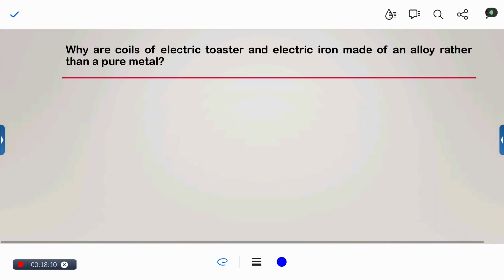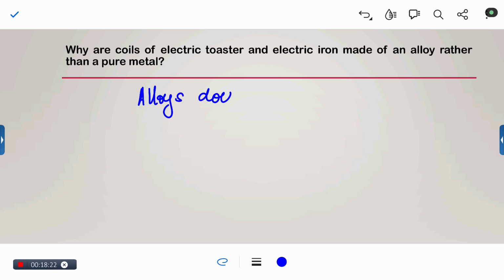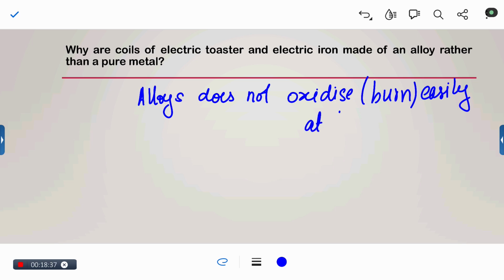Next. Why are the coils of electric heaters and electric toasters made up of alloys? Reason already said. What is the reason? Alloys do not oxidize, or you can write it as burn, easily at higher temperature. Clear? Next.